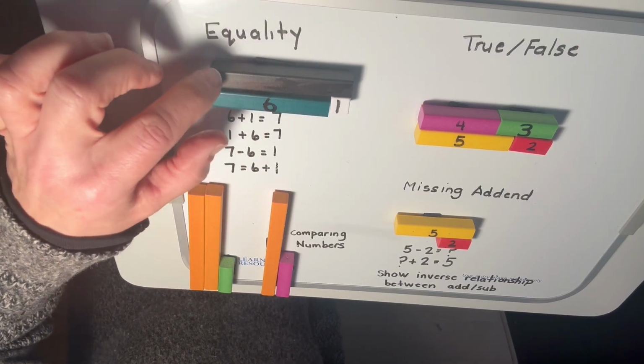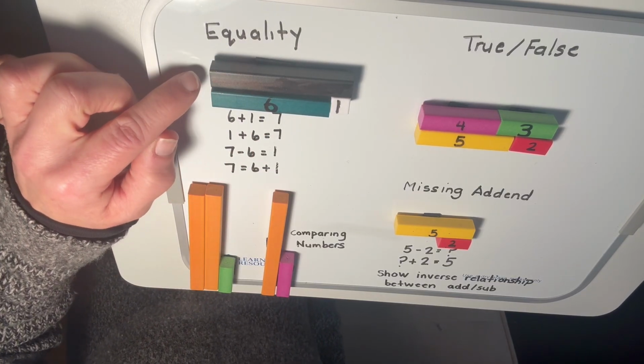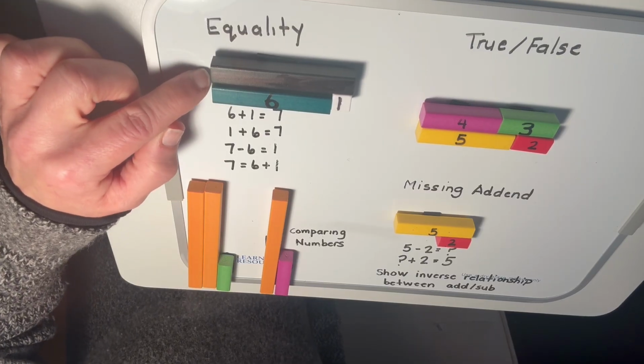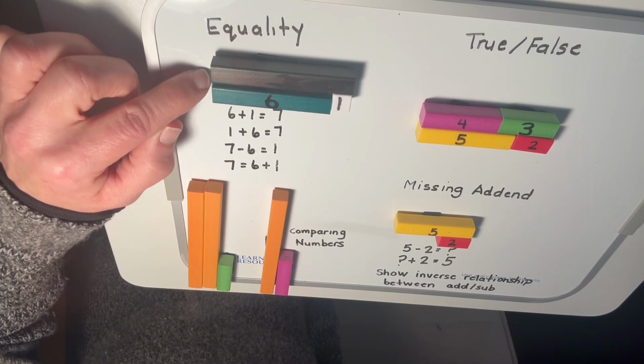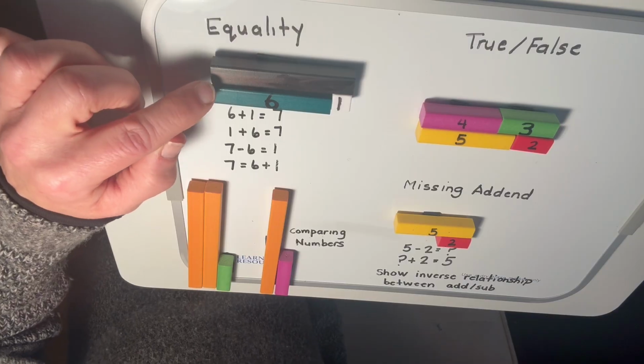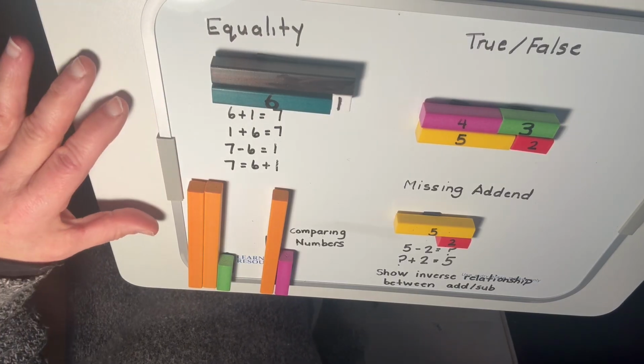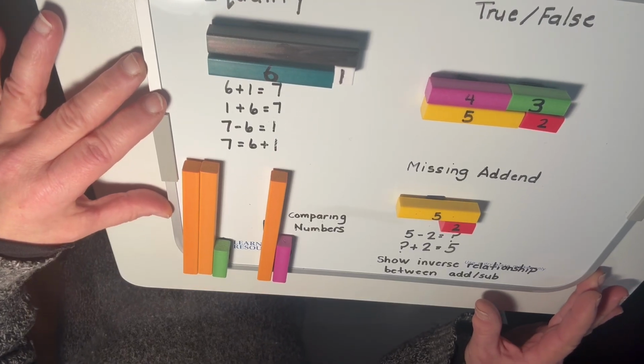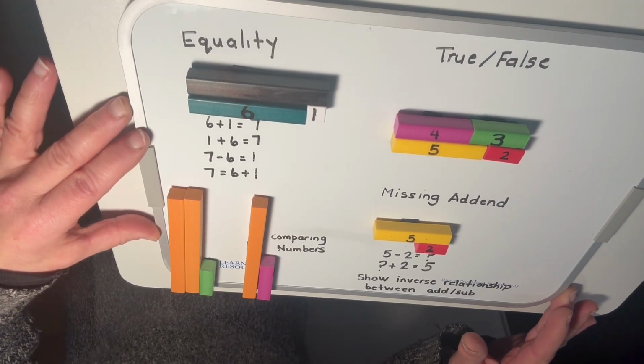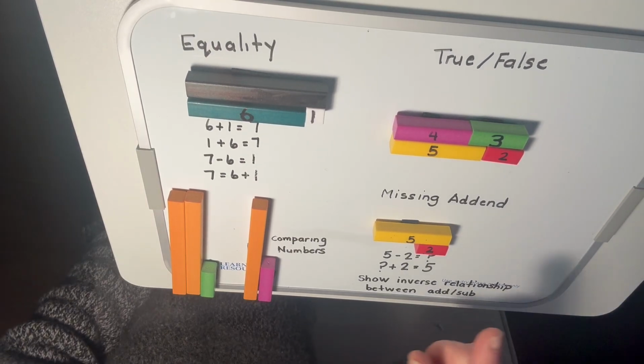Students, you can touch them and show them the part-whole relationships that are really, really hard for students to see at the beginning. And the Cuisenaire rods make it very visual, the part-whole relationships of numbers. Other ways to use them is true and false.